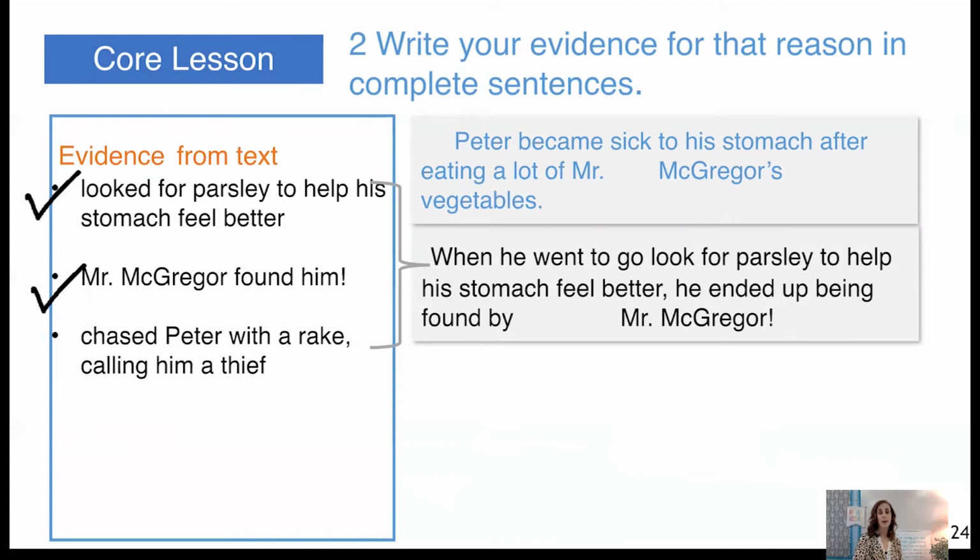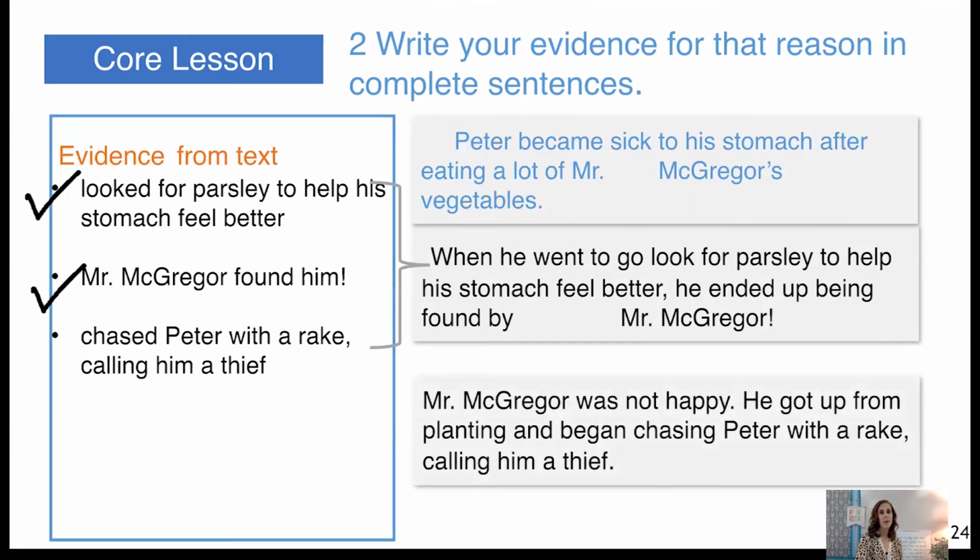Let me check off the first 2 bullets. Now I need to write my third bulleted idea in a sentence. I know from my story that Mr. McGregor was not happy to see Peter in his garden, knowing that he probably had been eating his plants. I think I will add how Mr. McGregor was feeling to explain why he got up and chased Peter, and then write my idea in a sentence. I think I will write it like this. Mr. McGregor was not happy. He got up from planting and began chasing Peter with a rake, calling him a thief. I'll pause here for you to write this modeled paragraph.